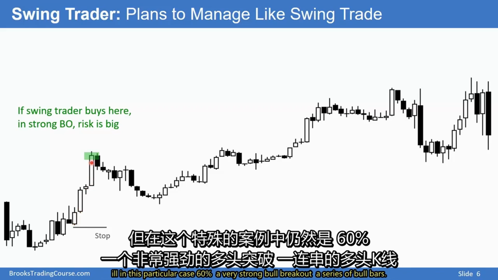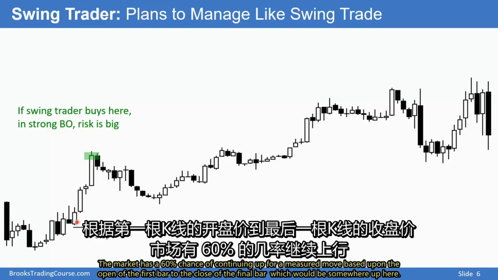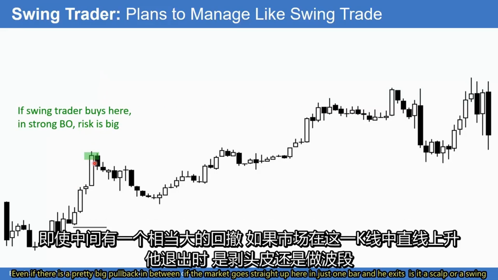A very strong bull breakout, a series of bull bars. The market has a 60% chance of continuing up for a measured move based upon the open of the first bar to the close of the final bar, which would be somewhere up here, even if there is a pretty big pullback in between.